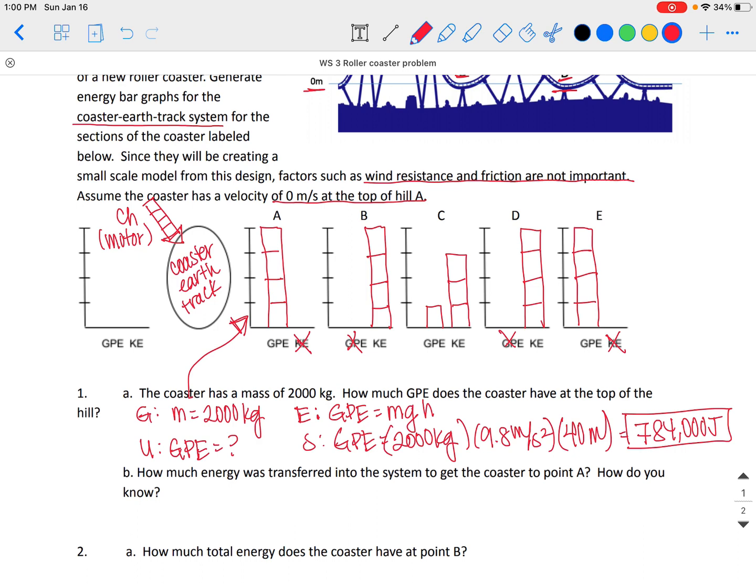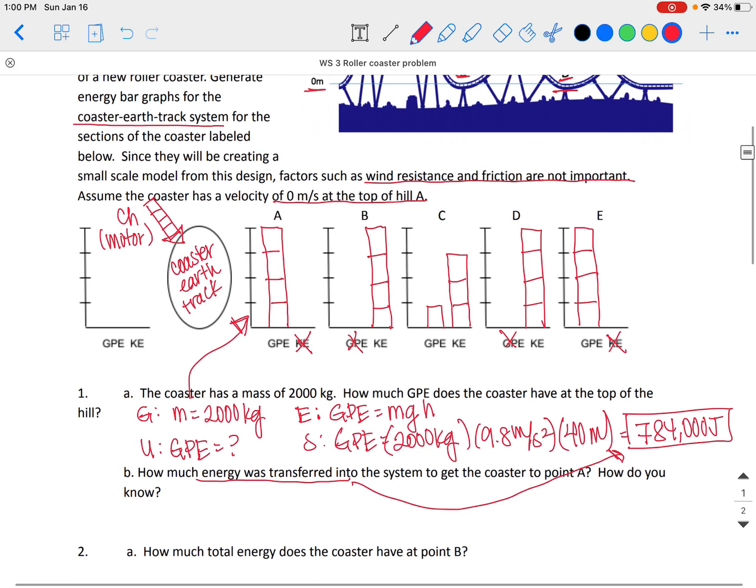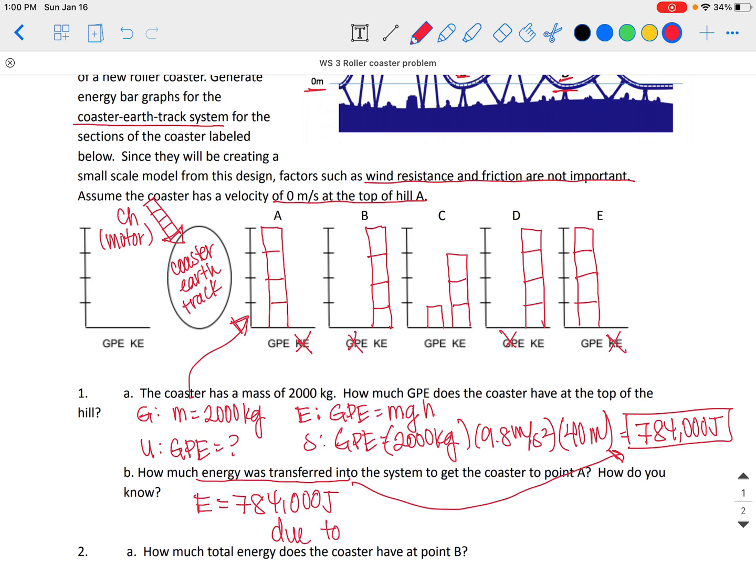The next problem says how much energy was transferred into the system to get the coaster to point A, and how do you know? Well, we know that energy is conserved, and if energy is conserved, whatever energy was transferred in is the same as the energy at part A, the total energy at part B, C, D, and E. So the energy in is going to equal 784,000 joules due to conservation of energy.